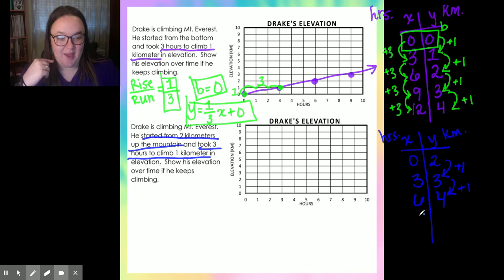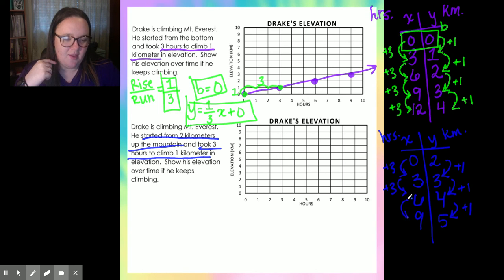Another 3 hours pass, that puts him at 9 hours, and he would have only climbed 1 more kilometer, which is 5. All right, he's going up by ones, and here he's going up every 3 hours. He is climbing every 3 hours. He is climbing 1 kilometer. So we have our table here.